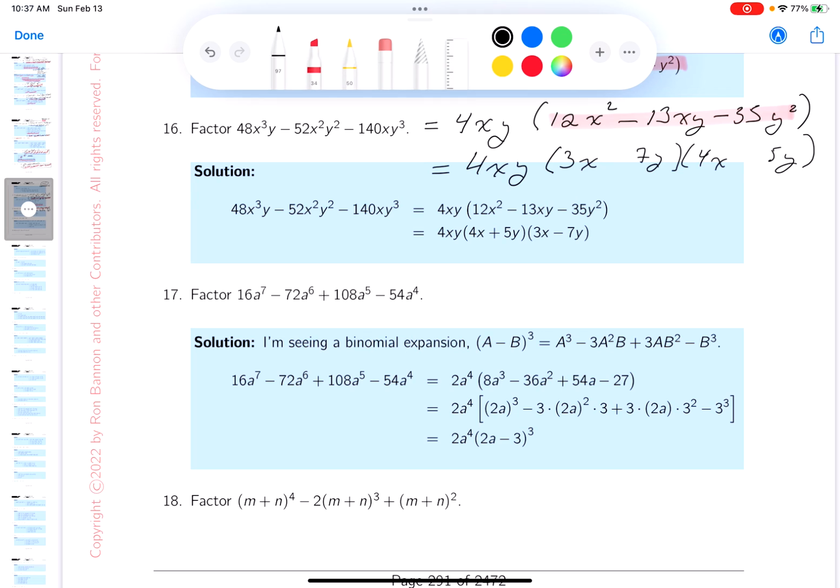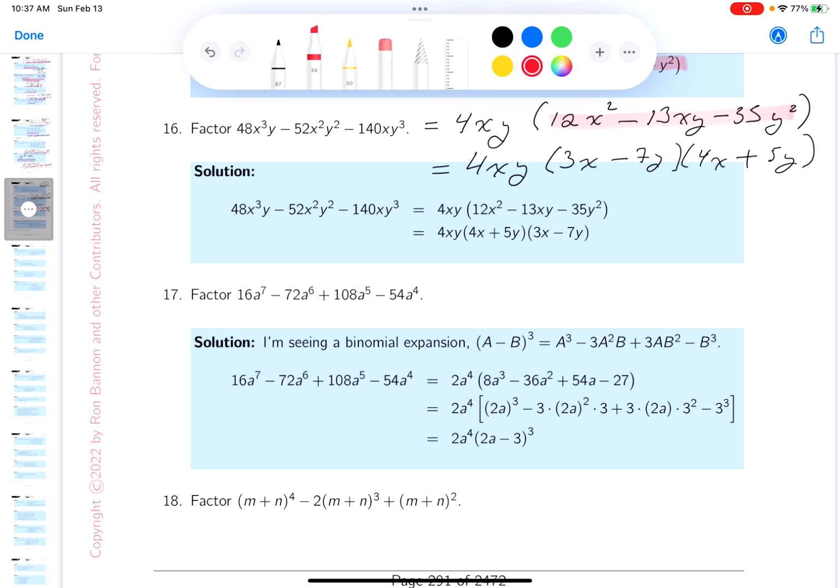And 3x times 5x is 15xy. And 7 times 4 is 28. So I'm going to say minus here, plus there. But I'm still going to try it. And what do you get? 3x times 4x is 12x squared. Then you get 15xy minus 28xy, which is minus 13xy. And you certainly do get minus 35y squared. So we're done. And that's our answer.